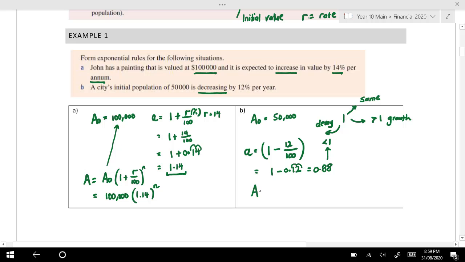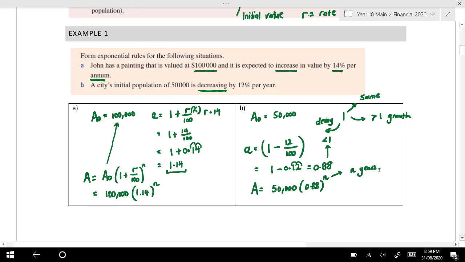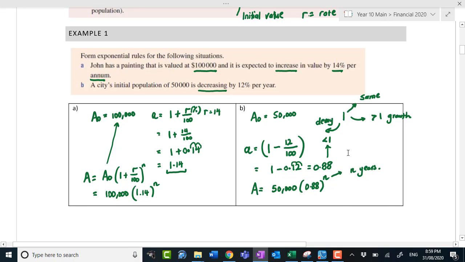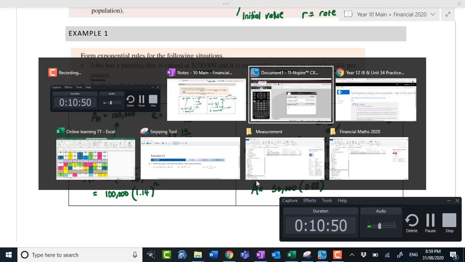Let's do that now, and let's put it all together. So the amount at any year is, let's put in our initial amount. We always need that initial amount. And then, of course, we put in our growth or decay rate, this time it's 0.88, to the power of n years. Okay, so let's have a look at something like this. Well, clearly we know that after 1 year, you would expect a 12% decrease. Let's go ahead and find out what that's going to be.